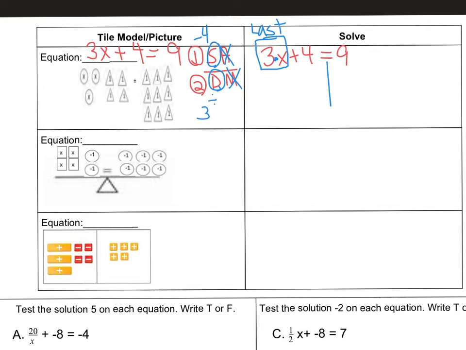Once again, take the time to set yourself up so that you begin to look at what you're going to do first and then second. So let's start off by subtracting 4 on both sides. That leaves me with 0 pair, and that leaves me with 5 on this side.